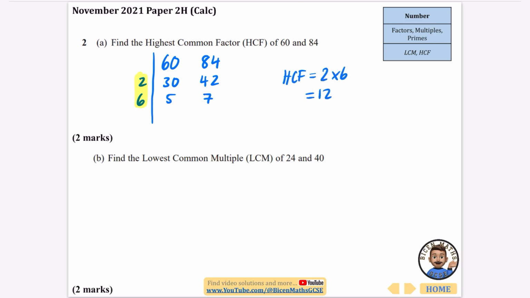If we were doing the lowest common multiple, we would do 2 times 6 times 5 times 7 to get that L shape for the lowest common multiple. But we're doing the highest common factor, so we'll leave it there.